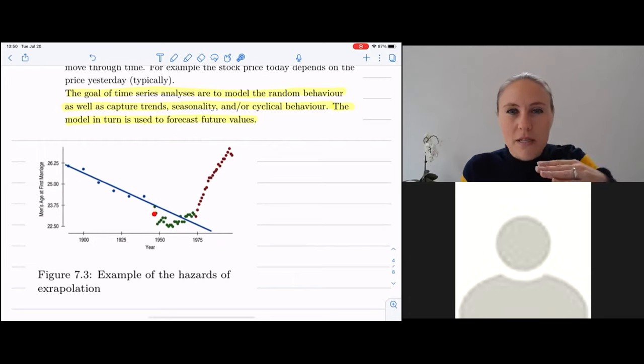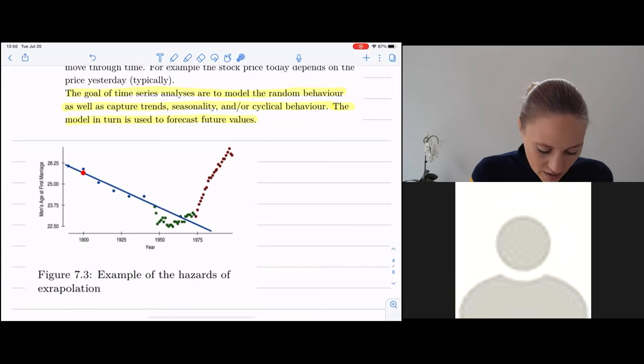And then something happened, right? The men started marrying super, super, super young. Fair enough, okay. And then come 1975, all of a sudden they start waiting and waiting and waiting longer for their first marriage.